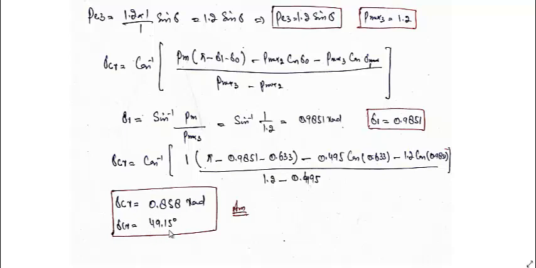This is the critical clearing angle. That means for this system to be stable, the fault should be cleared before this delta reaches 49.15 degrees. If it is cleared after this, the system will be unstable. If it is cleared before this, the system will be stable. So this is how we can calculate the delta CR. It is just identifying the different values and putting them into the derived formula which we have already derived in the previous sections.